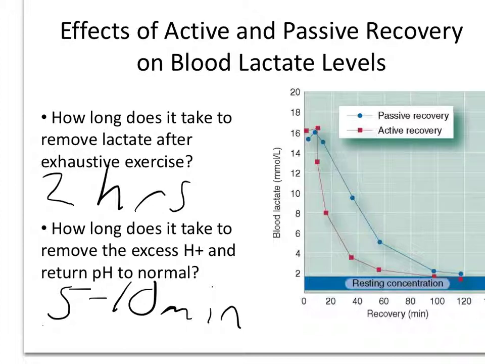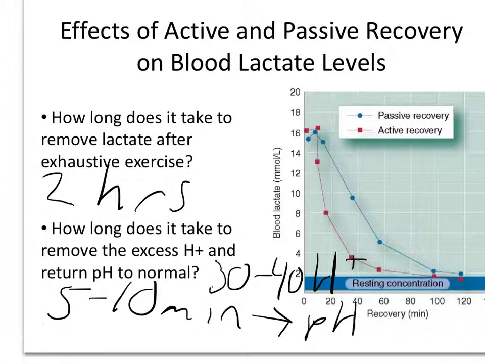Okay, but then the question of just dealing with all of those extra hydrogen ions, there's still going to be an increase in areas right around the muscle, but it's not enough to really affect full body pH, and so that may take about 30 to 40 minutes for the hydrogen ion. So that's for the hydrogen ion, and this is for pH.